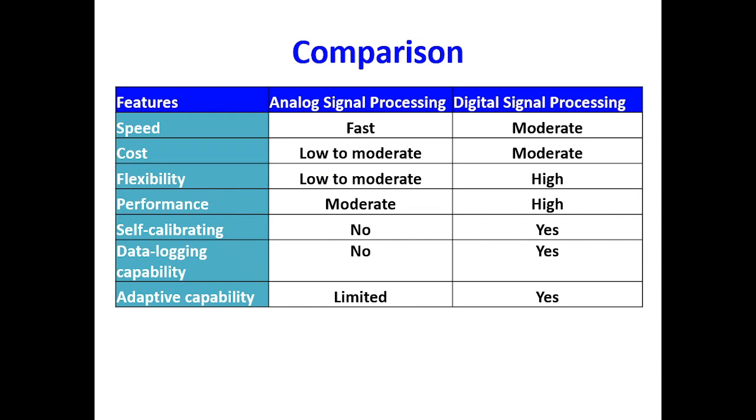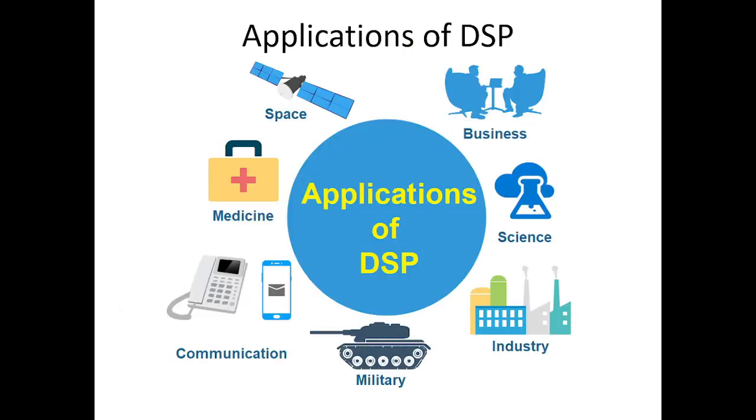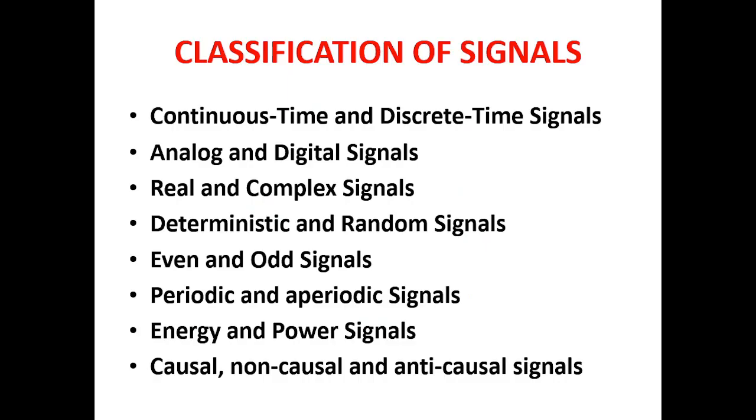Now comparison between these things, these are just basic things, just go through that. Applications, we have already discussed the different applications of the DSP. So classification of signals, by this time you must be knowing what is the difference between continuous time and discrete time signals. Then analog and digital signals, then real and complex signals are there, deterministic and random signals are there, even and odd signals are there, periodic and aperiodic signals are there, energy and power signals are there, causal, non-causal and anti-causal signals are there.